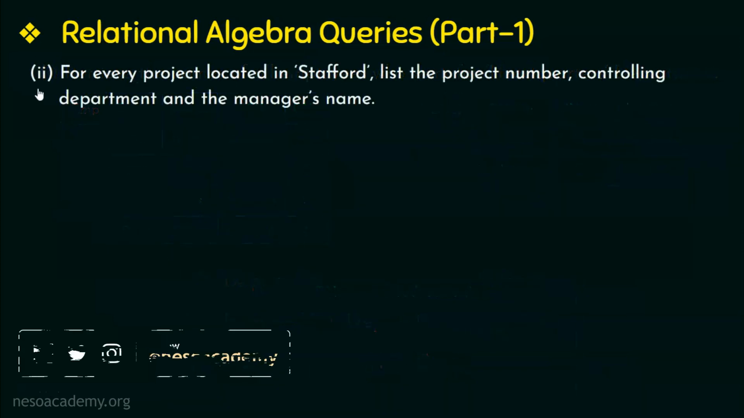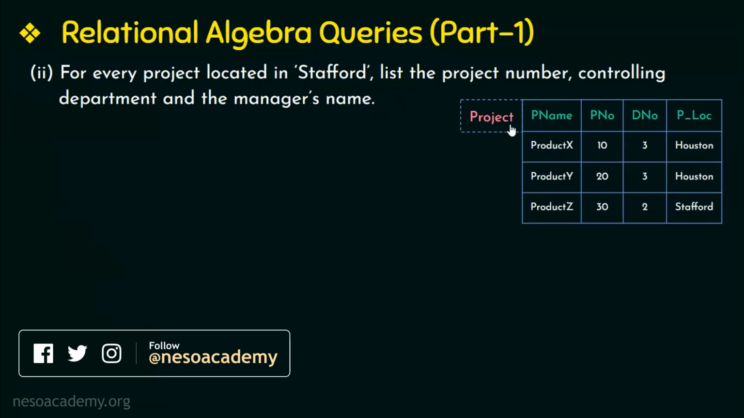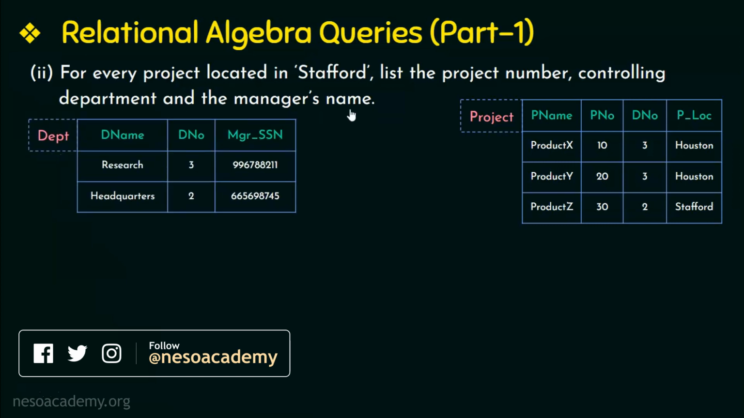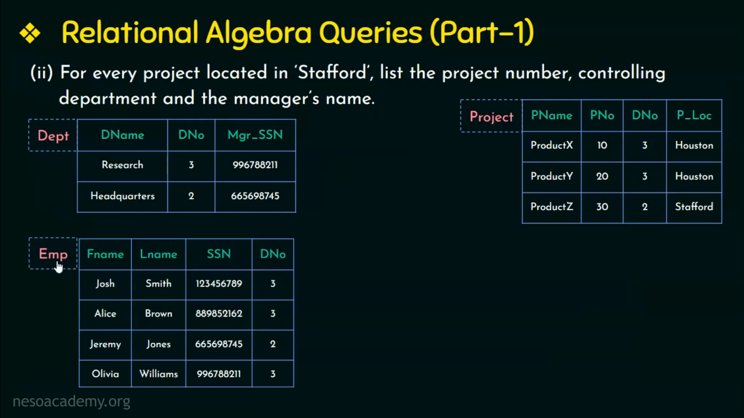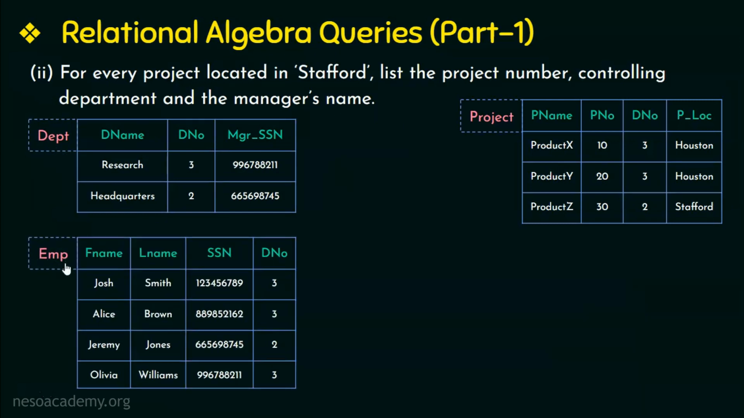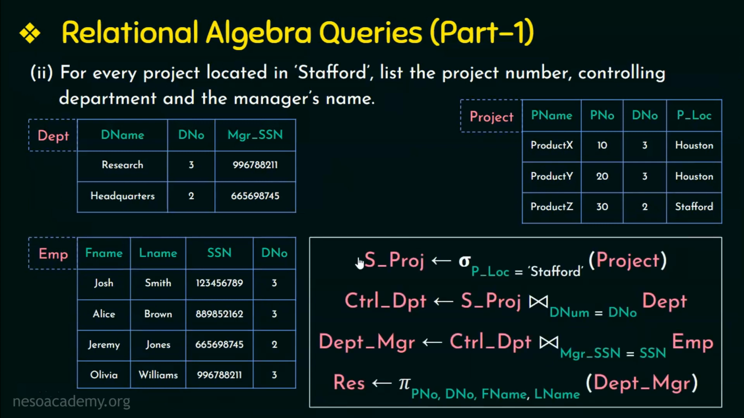Moving on to the second question. For every project located in Stafford, list the project number, controlling department, and the manager's name. The project location that is mentioned is Stafford. We know that project location is present in the project relation. Next, details of the department and the manager is given in the department relation. And name of the manager is given in the employee relation or the EMP relation. This is how we write the query. Let us discuss them step by step.